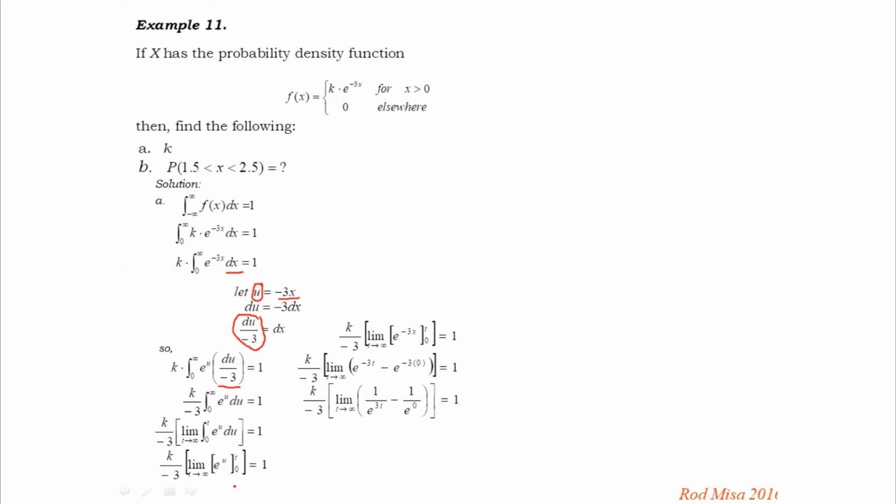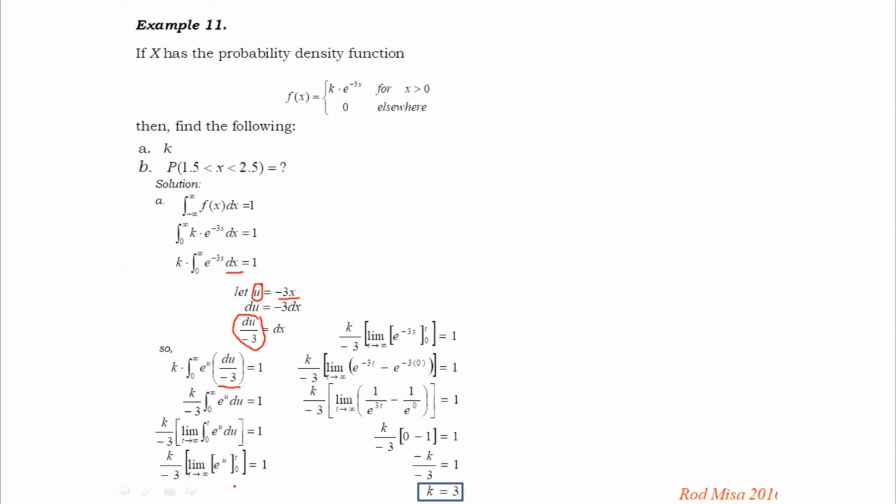But we know that as t approaches infinity, the denominator becomes bigger and bigger. So when the denominator becomes bigger and bigger, 1 divided by a bigger number, the result is approaching 0. So the limit is already 0, minus 1 because e to the power 0 is 1. So 1 divided by 1 is still 1. So this is negative k over the negative 3. So multiplying both sides of the equation by positive 3, we have k equals 3. So the value of k in this probability density function is 3.